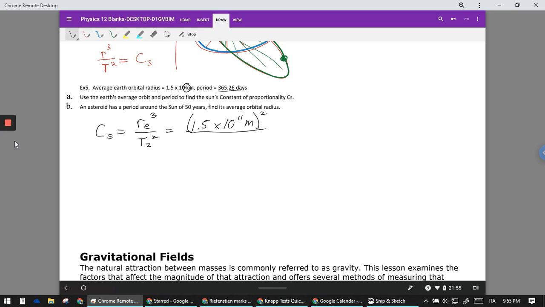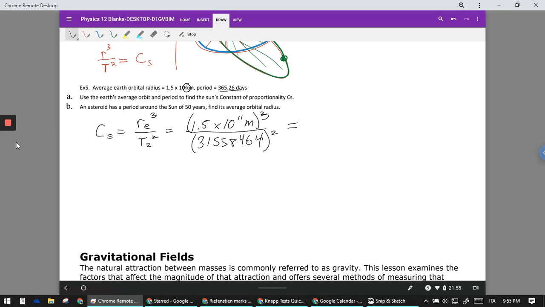It's 31,558,464. That's a mouthful. So it's going to be 3, 1, 5, 5, 8, 4, 6, 4. That's a bit dark in here, so I'm just having trouble seeing that. That's a square. Oop, this one is supposed to be to the third. And you basically calculate all this out, and you get some sort of value. This is the constant of proportionality for the sun.